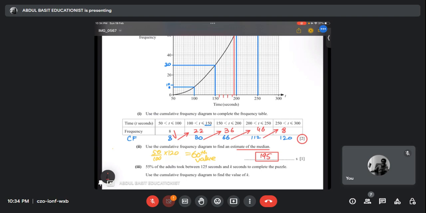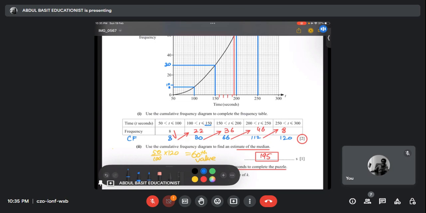Yes, sir. It says 55% of the adults took between 125 seconds and k seconds to complete the puzzle. Is that clear? So 55% of the adults are between 125 and k seconds. Now let's understand where 55% and 125 are. First check where 125 seconds is. Sorry, 125 seconds, apologies. So 125 is right here. Can you see that?